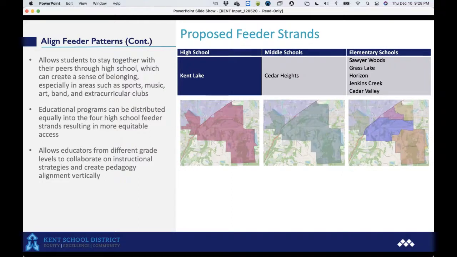And then the last slide for the feeder strands is Kentlake. There's only one middle school in the Kentlake strand, so Cedar Heights will feed into Kentlake, and Sawyer Woods, Grass Lake, Horizon, Jenkins Creek, and Cedar Valley would feed into Cedar Heights.